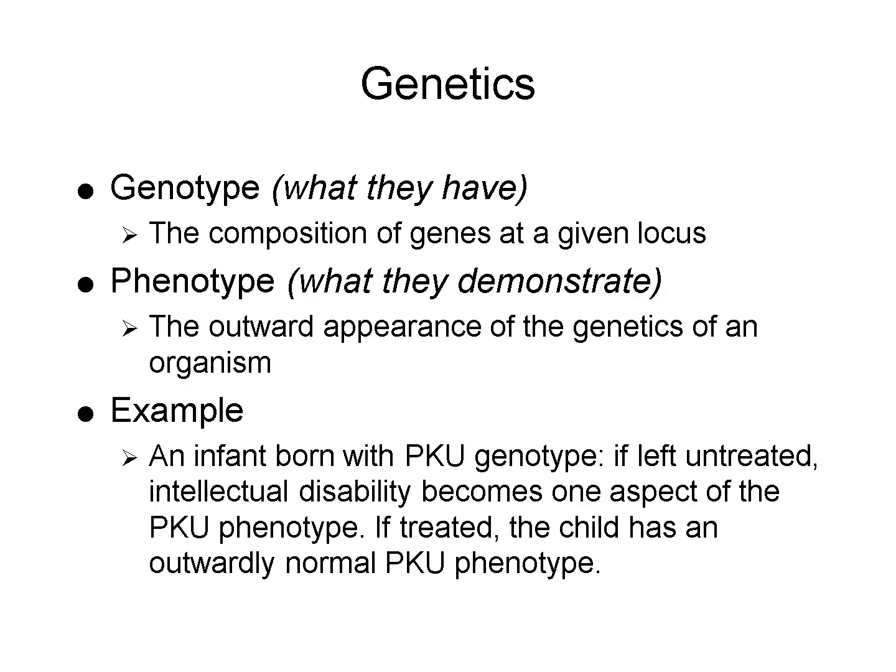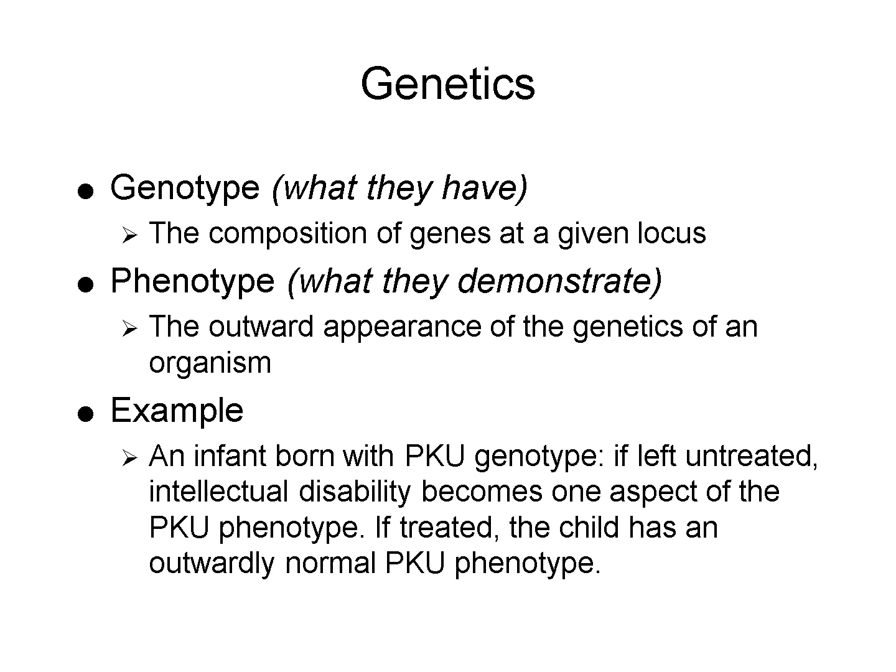Genotype refers to what an individual has, the actual composition of their genes at a specific location on the chromosome. Phenotype, on the other hand, is what they show, the physical expression or characteristics that result from their genetic makeup. For example, an infant born with the genotype for PKU, or phenylketonuria, may develop intellectual disability if left untreated. However, if the condition is properly managed through diet, the child will appear outwardly normal, even though the genetic condition is still present.